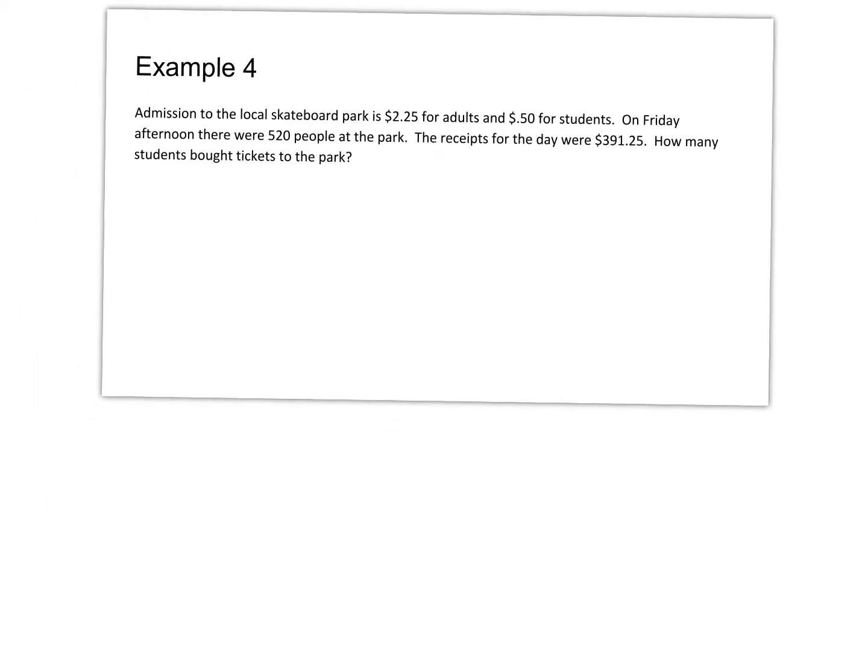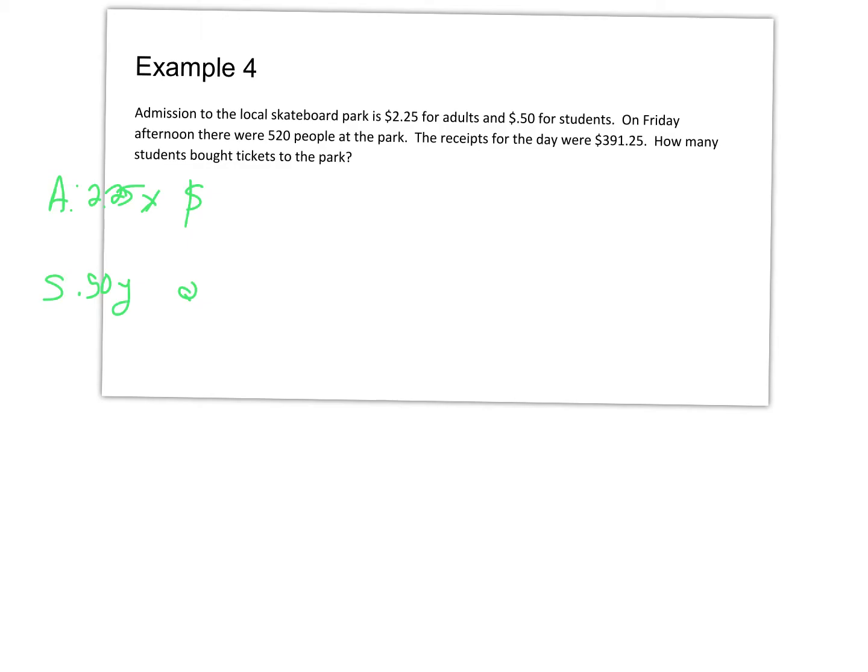All right. Admission to a local skate park is $2.25 for adult and 50 cents per student. On Friday afternoons, there were 520 people in the park. The receipts were $391.25. How many students' tickets were bought? So again, this is another money quantity question. Okay, so we're going to have the adults and we're going to have student. We know adults is $2.25, but I don't know how many, so it's x. Student tickets are 50 cents, and I don't know anything about that, so we'll give it y.